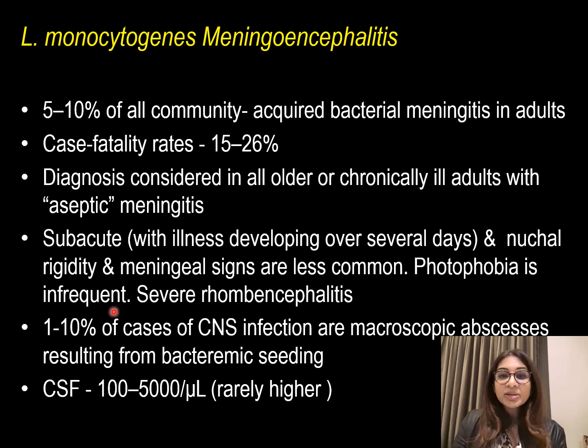Photophobia is also infrequent. Patients, however, can have severe rhombencephalitis, so brainstem involvement and lesions in the brainstem can be one of the clues towards Listeria meningoencephalitis. 1 to 10% of the cases with CNS infection can result in macroscopic abscesses, which is predominantly because of the bacteremic seeding, and the CSF count can vary between 100 to 5,000. It's rarely very high.